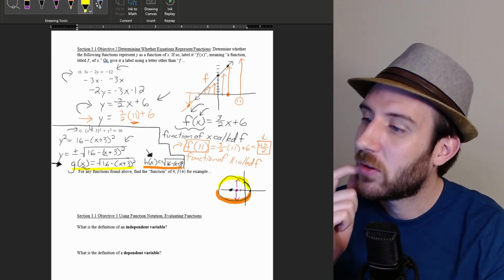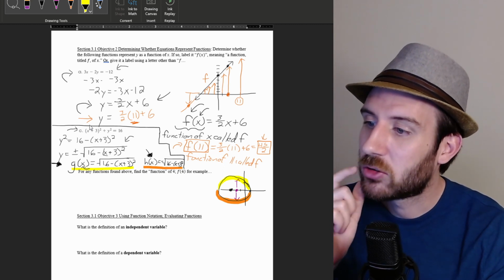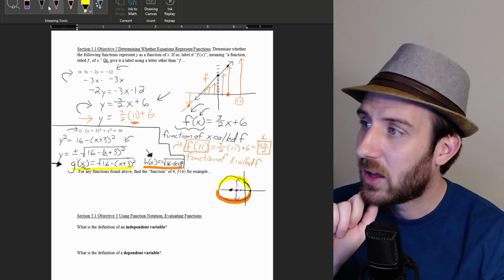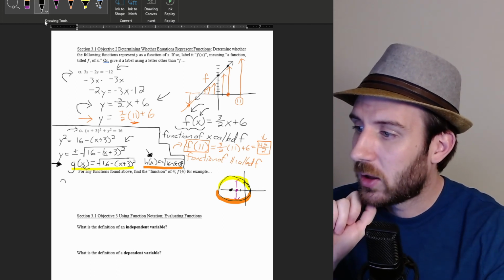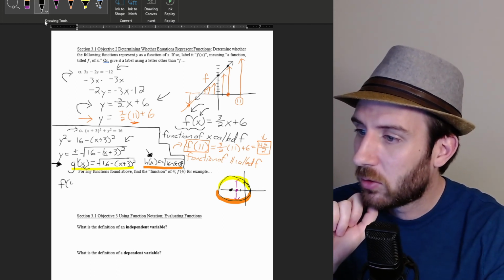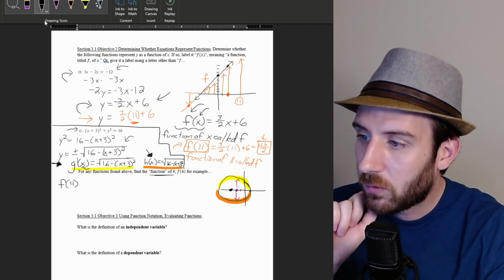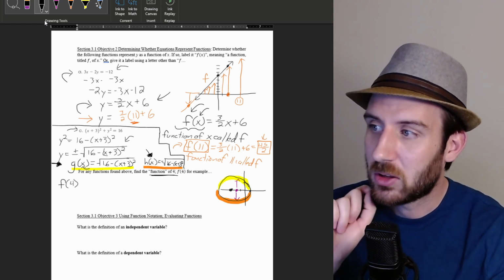Okay, so for any functions found above, find a function of 4. So what does that mean? Notice here the notation, f parentheses 4. So f parentheses 4 means find the function of 4. And so let's do that in each of our different pieces. We'll do it for A.